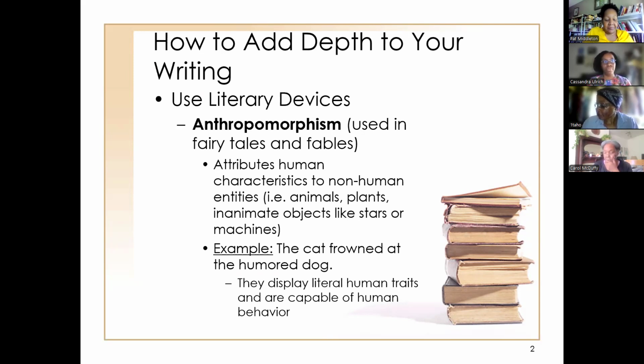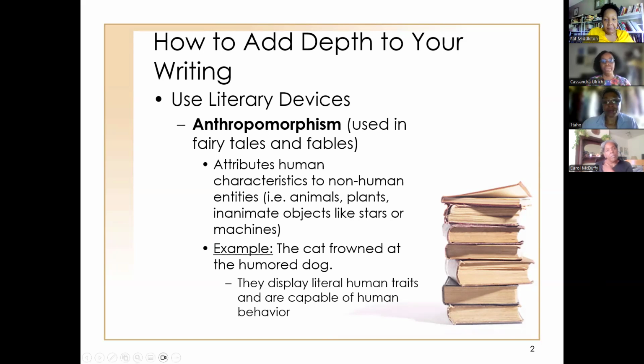An example could be: the cat frowned at the humored dog. So frowned is a human attribute, not an attribute that animals would have. They might snarl or they might growl. But when you use words like frowned or humored, those are human characteristics that I'm applying to animals. So that's an example that I came up with there. But there are so many examples, especially if you read fantasy or fairy tale type books from back in the day, like Puss in Boots. Stories like that, you would see that kind of literary device used a lot.